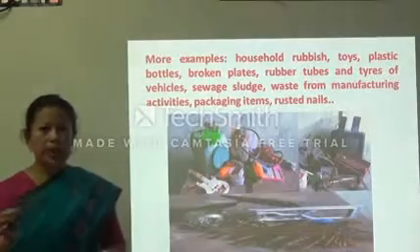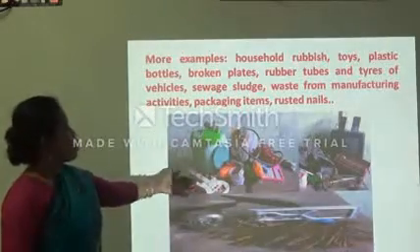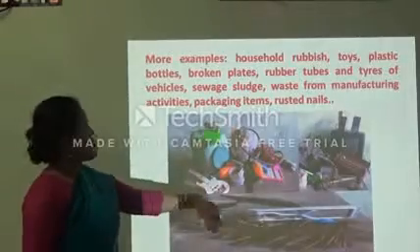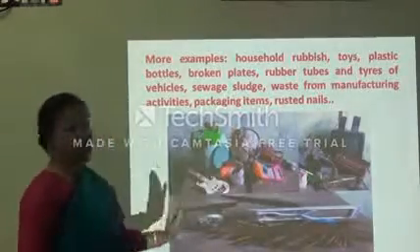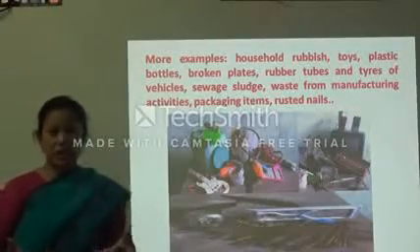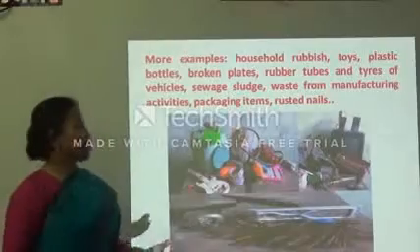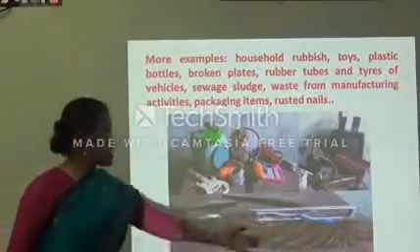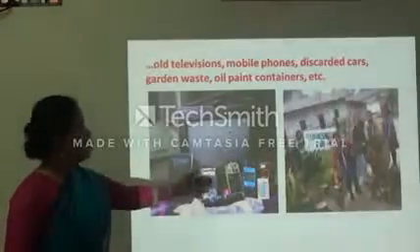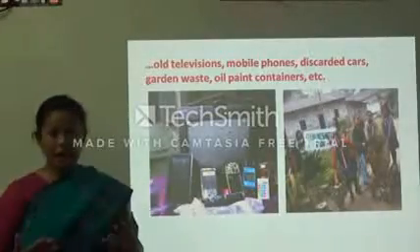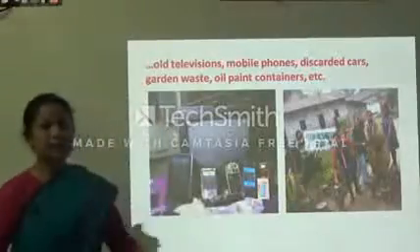More examples can be household rubbish, toys, plastic bottles, broken plates, rubber tubes, tires of vehicles, sewage sludge, waste from manufacturing activities, packaging items, rusted nails, old televisions, mobile phones, discarded cars, other garden waste, oil containers, etc.